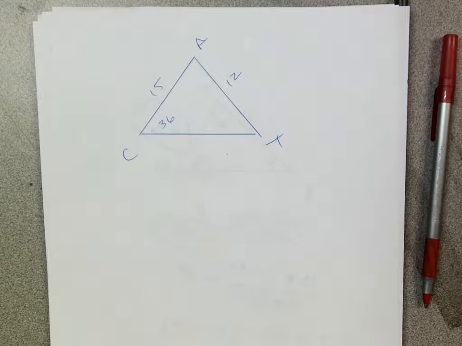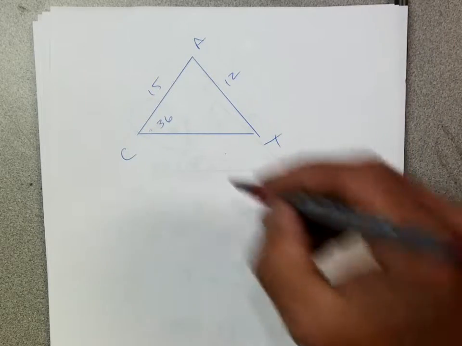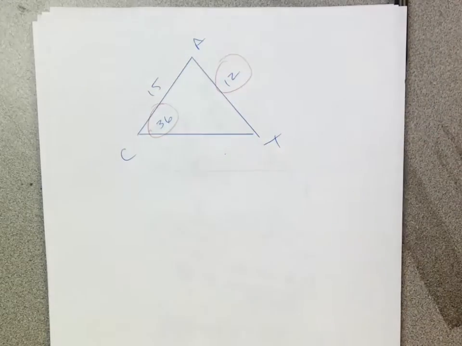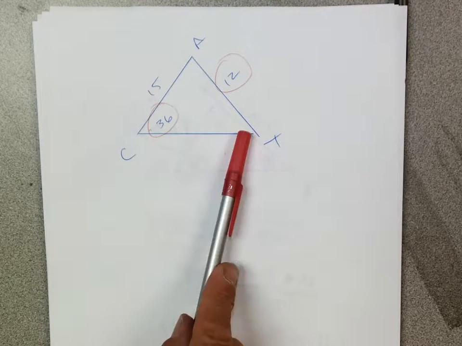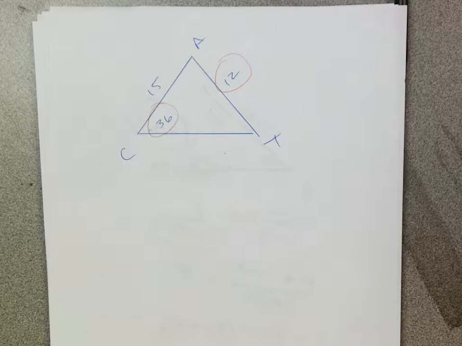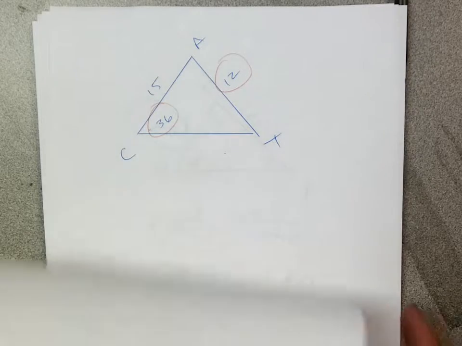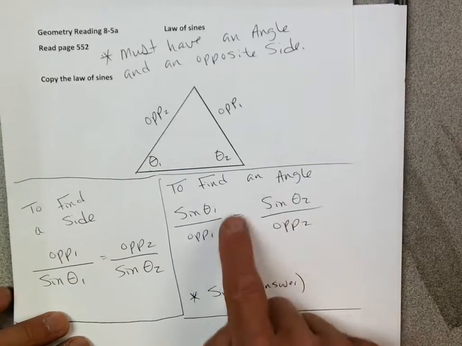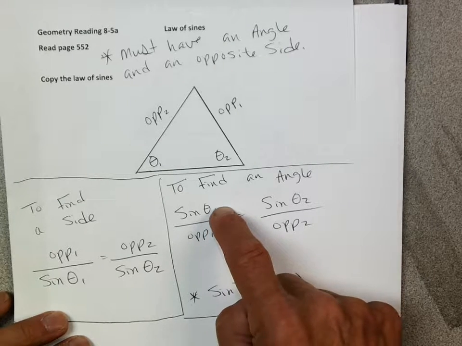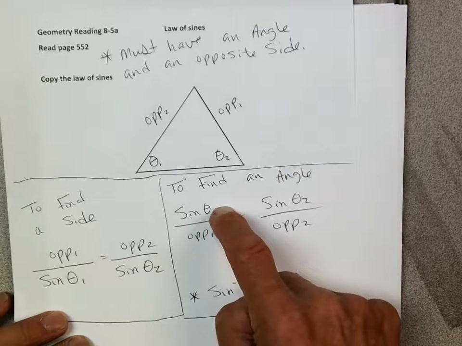36. Nice, right? That's the first key, finding the opposites. So you got the opposites, right? Now, 15. 15 is there, but what's opposite 15? Angle T, right? So if I go to my notes and I want to find the angle, I just set it up differently. I just do the sine. I do the angle on top. That's the only difference.